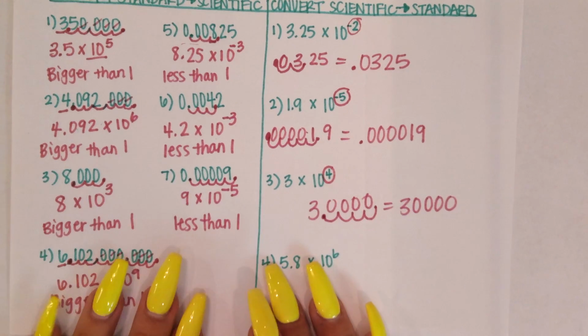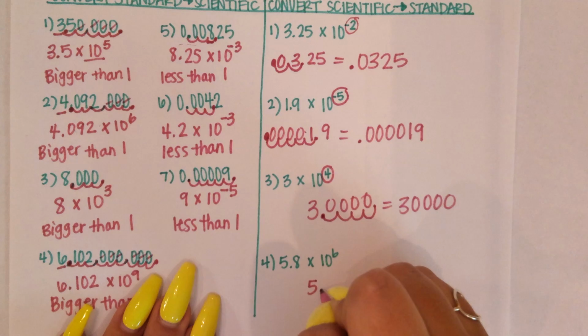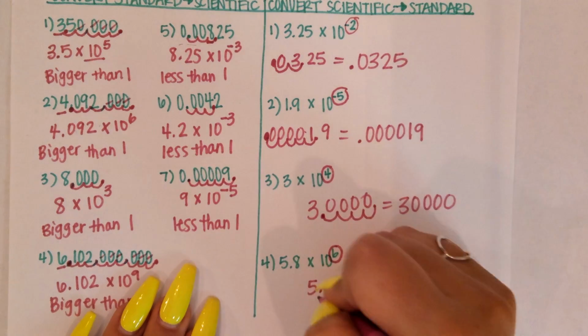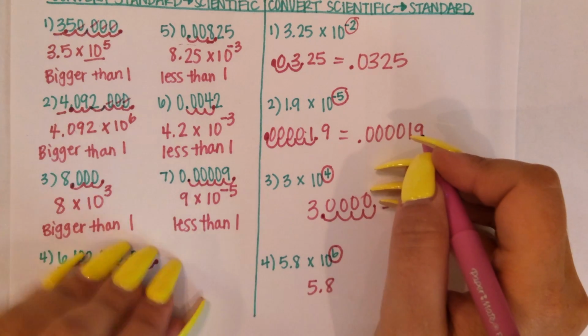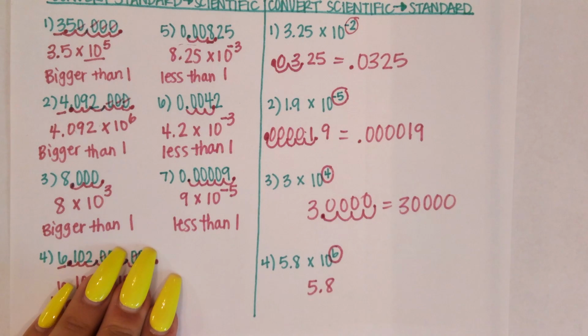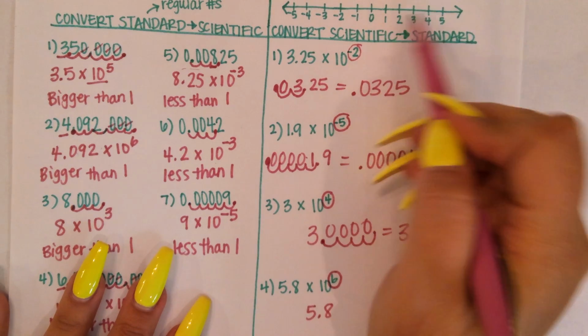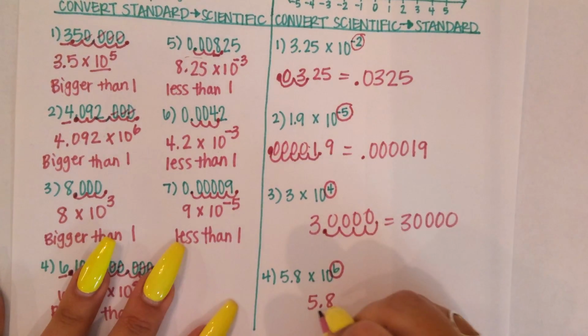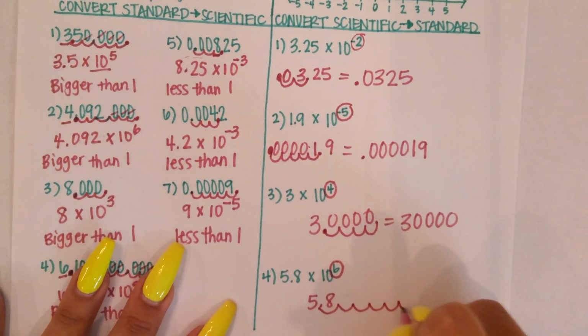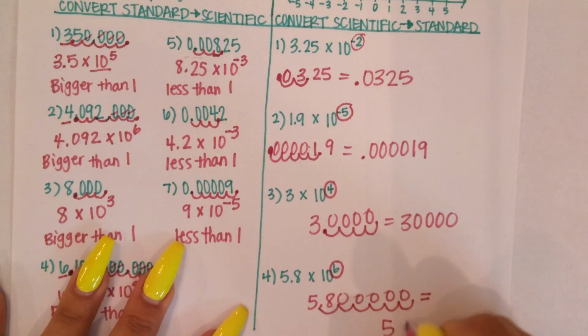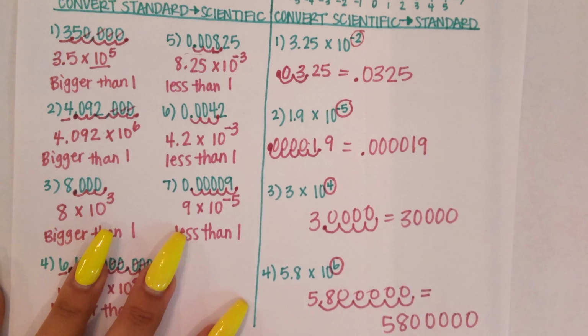Last example, number 4, 5.8 times 10 to the 6th. I know I am moving the decimal 6 times. It already has a decimal. 6 is positive, so I want that number to be bigger. So I'm going to move it to the right. Just like on a number line, the positive numbers are to the right. So I've got 1, 2, 3, 4, 5, 6, and I fill in zeros. So my number is 5,800,000.